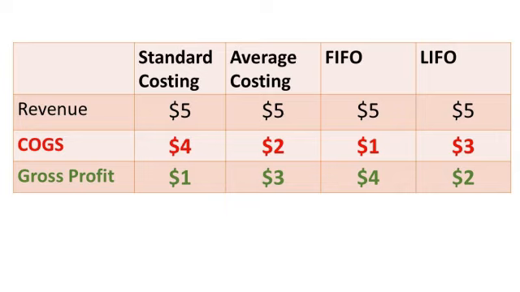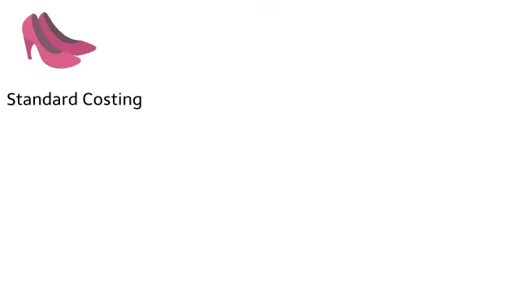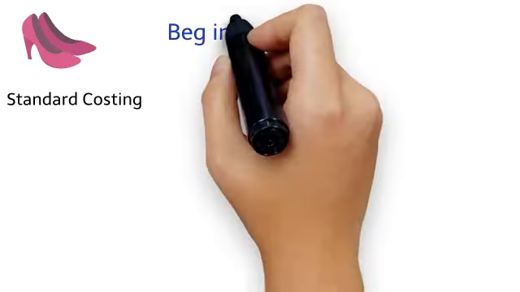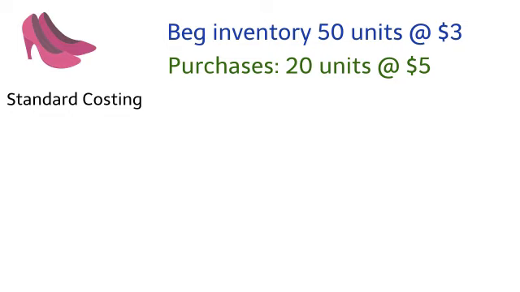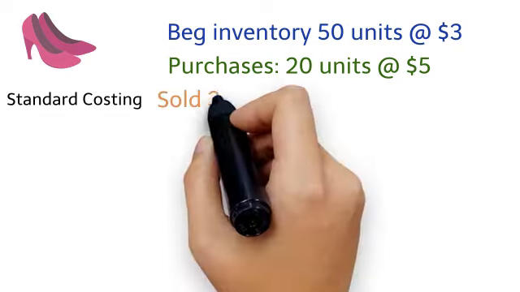Looking at a comparison, you will see each valuation ends in a different gross profit, meaning you will possibly pay different taxes on each method. So let's dig deeper. Okay, so now you're selling these pretty pink heels. At the start of the year, you had 50 units bought at $3 and purchased 20 more at $5. You sell 30 units through the year, leaving you with 40.